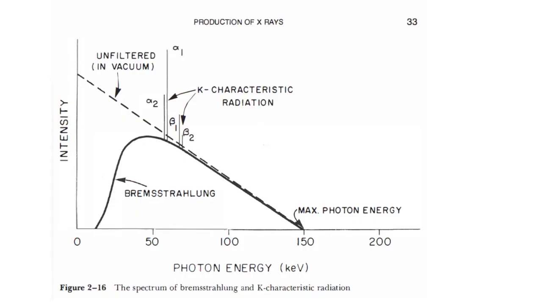For this we can draw a graph. This is the Bremsstrahlung radiation, which is a continuous spectrum of radiation, but we have characteristic radiation where specific peaks of energy are released. So we have alpha 1 and alpha 2. What are these alpha 1, alpha 2, beta 1, beta 2? Alpha 1 and alpha 2 are seen when an electron from the L shell moves to the K shell.